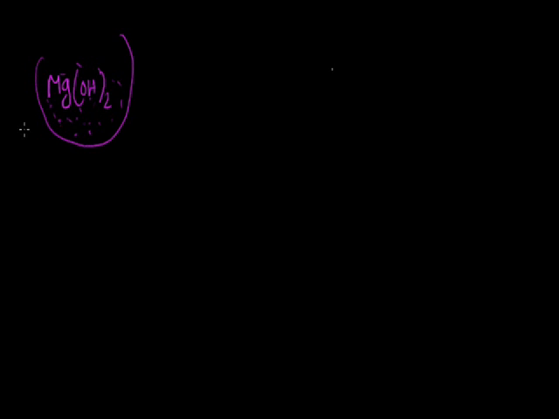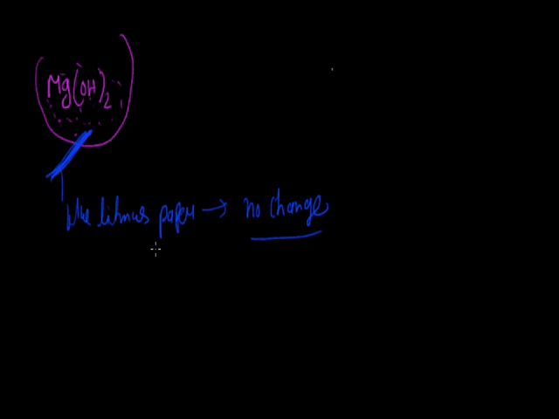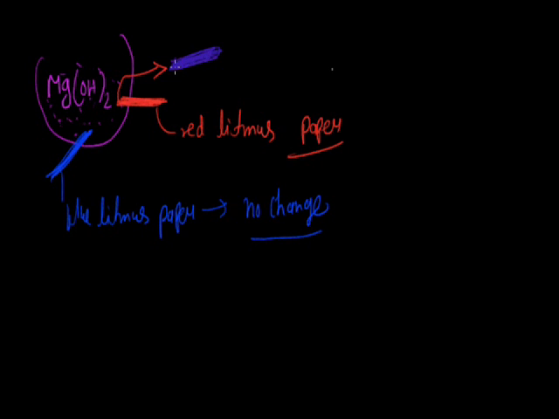Here is the solution of magnesium hydroxide. When we dip blue litmus paper in this solution, there is no change, which means the blue litmus paper remains blue. Now when we dip red litmus paper in this magnesium hydroxide solution, what happened? The red litmus paper turned blue. It means this magnesium hydroxide is basic in nature.